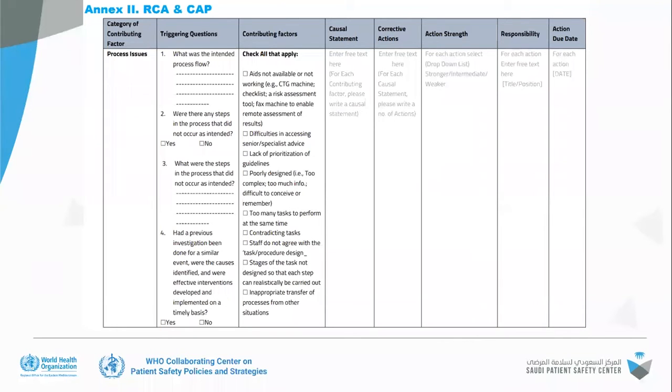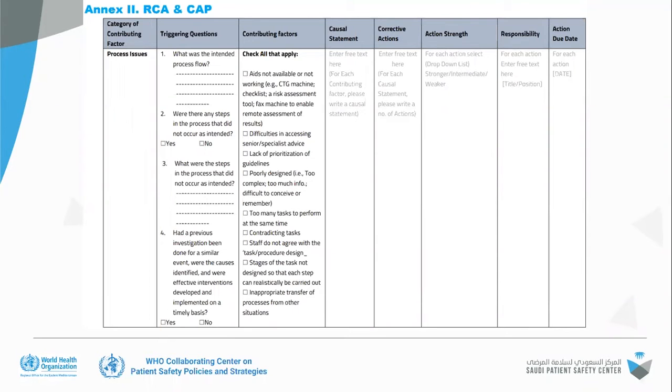So in this tool, we have the category of contributing factor. As you see, the process issue. We have questions for the process issue. For example, what was the intended process flow? Here, the role of the team during the RCA process is to write every detail regarding how to answer this question.